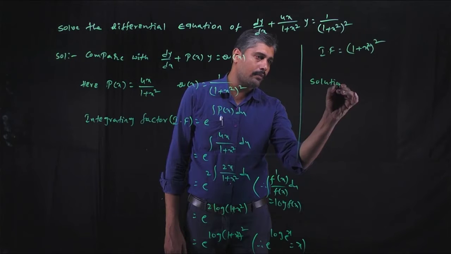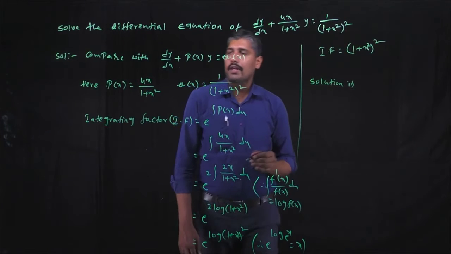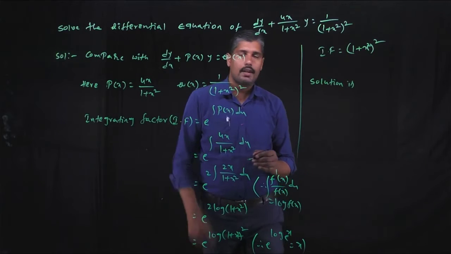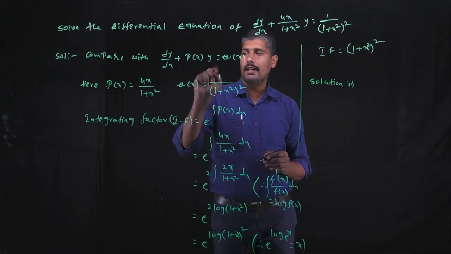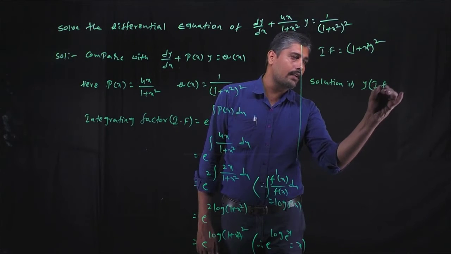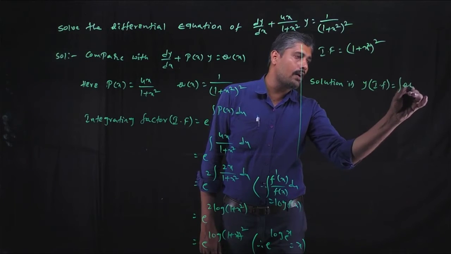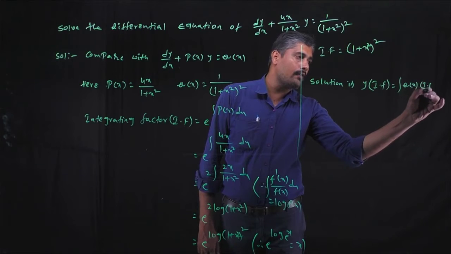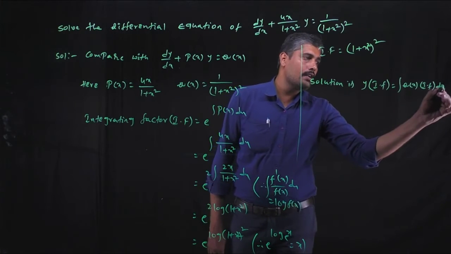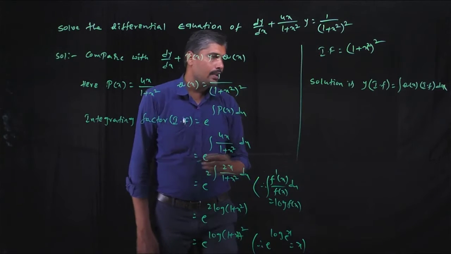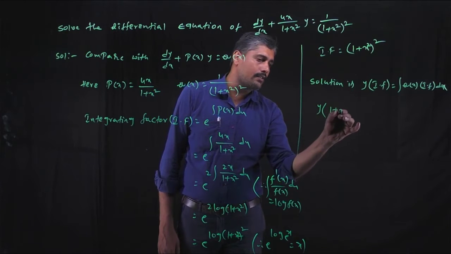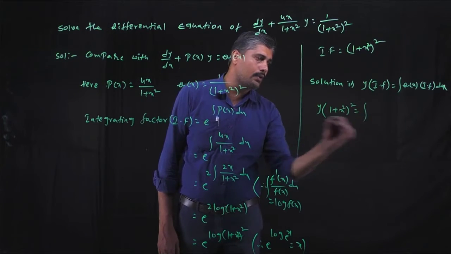Solution is, right? What is the solution of dy by dx plus p of x into y equal to q of x? This is the linear differential equation in y. That's why y into integrating factor equal to integral q of x into integrating factor dx. This is function in x, that's why we take dx. That is y into, what is integrating factor? 1 plus x square whole square equal to integral.